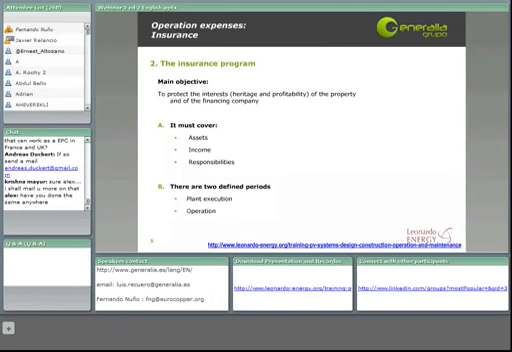So, our insurance must cover our assets, like the infrastructure, the devices and equipment, our income, insisting on the system losses, and also the responsibilities. It is important to know that the insurance must cover two defined periods, as we have already said at the beginning of this webinar: the plant execution and the plant operation. We will study both of them during the rest of this chapter.